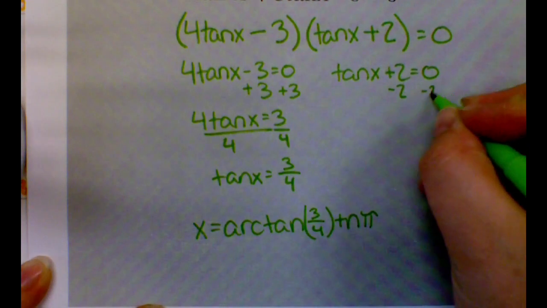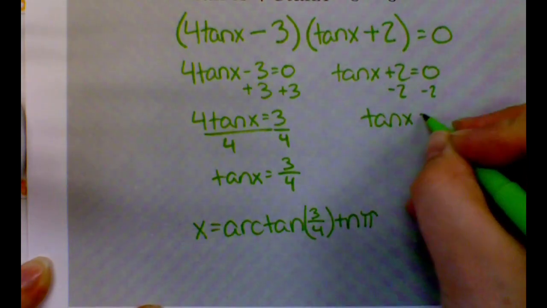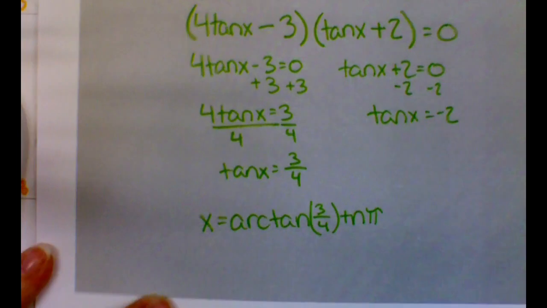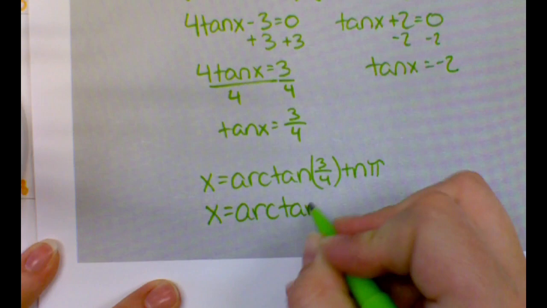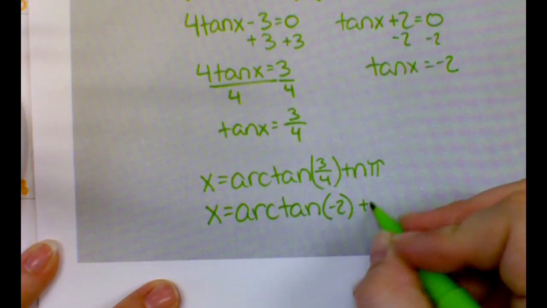This one, we subtract 2. Tangent of x equals negative 2. And again, I don't know that value, so x would also equal arctangent of negative 2 plus n pi.